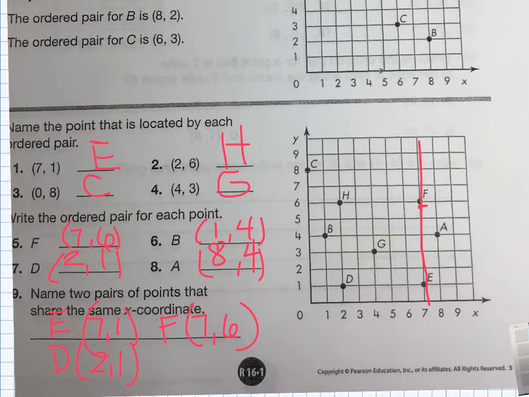And what's the other one to that one? Abraham. H. And what is H? 2, 6. Excellent. Those are points that share the same x coordinates. What that means is they went over the same amount, okay?